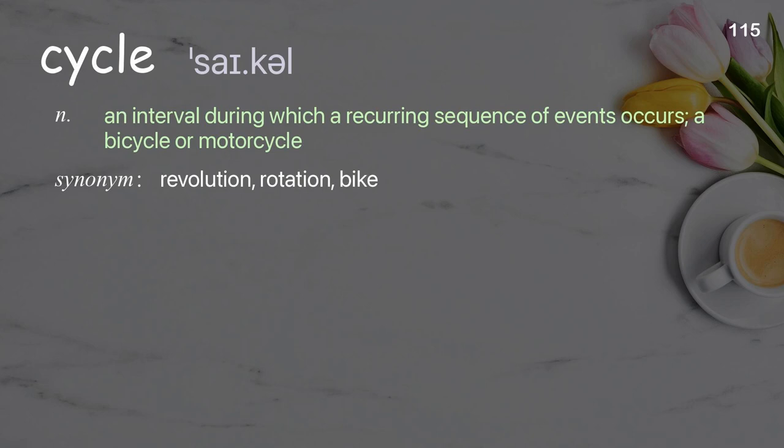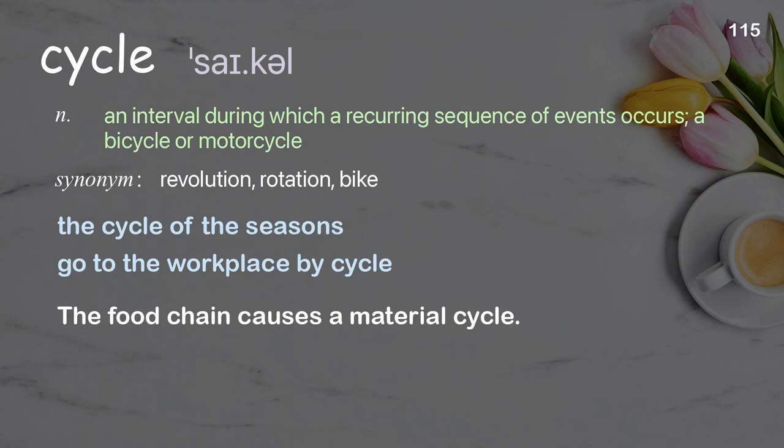Cycle: an interval during which a recurring sequence of events occurs, a bicycle or motorcycle. Examples: the cycle of the seasons, go to the workplace by cycle. The food chain causes a material cycle.